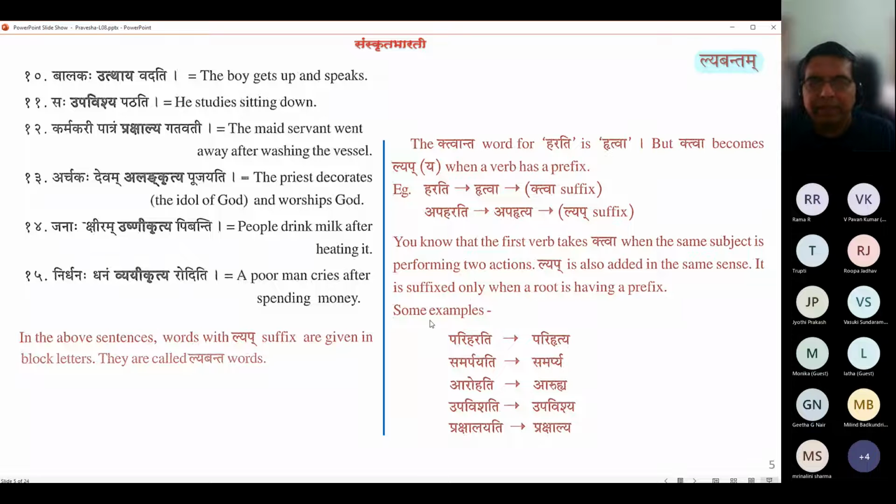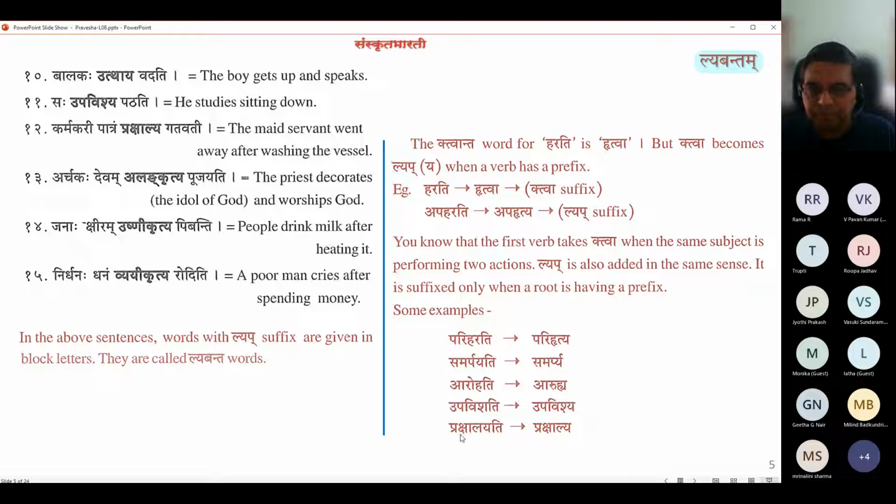Some examples: pariharati, parihritya. So hritva becomes parihritya. Samarpayati, arpayati. So arpayitva becomes samarpya. Arohati, rohitva, ruhitva, I am not sure. So aruhya it becomes. Upavishati, so vishtva becomes upavishya.